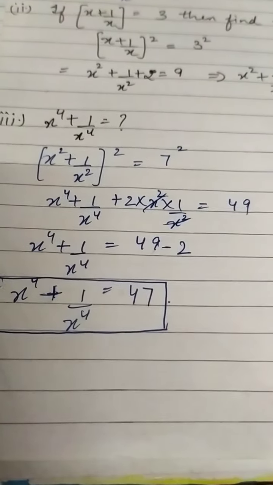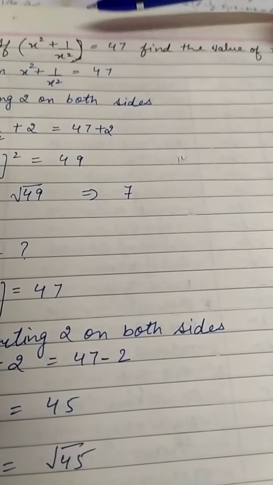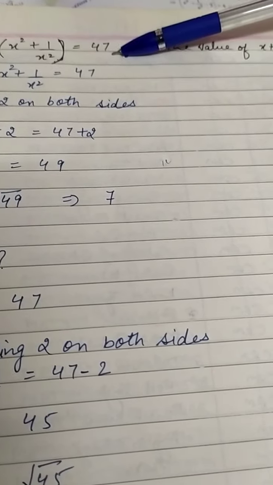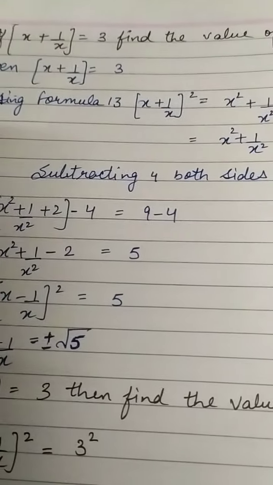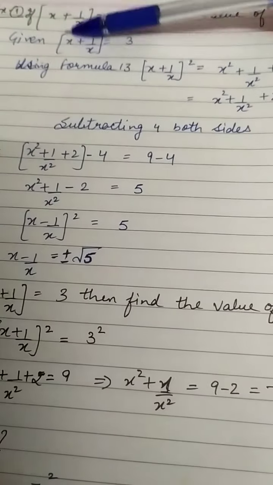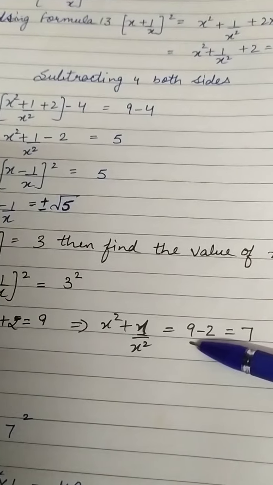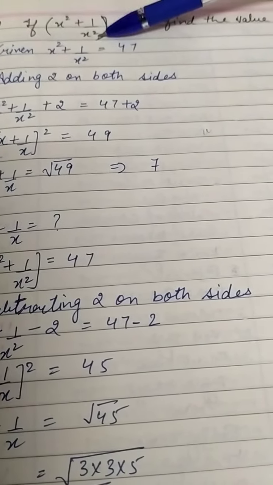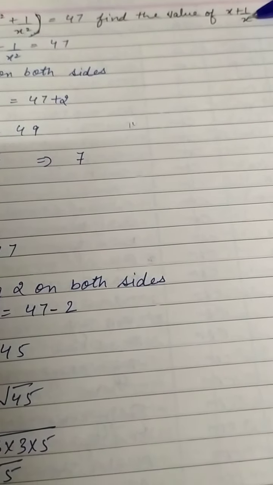All right children. Now if we have another question, if x square plus 1 upon x square is given to you, that is 47. Okay, now here we are doing the opposite. Here the value was given and we were finding out the value of x square plus 1 upon x square, but here the x square plus 1 upon x square value is given and we have to find the value of x plus 1 upon x.